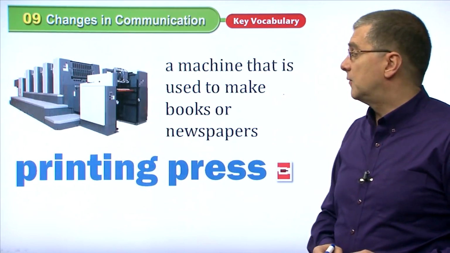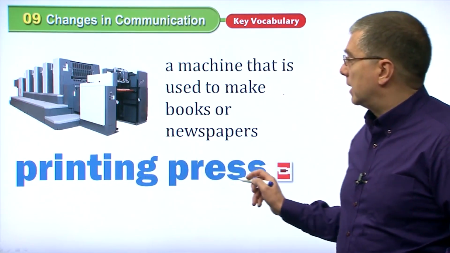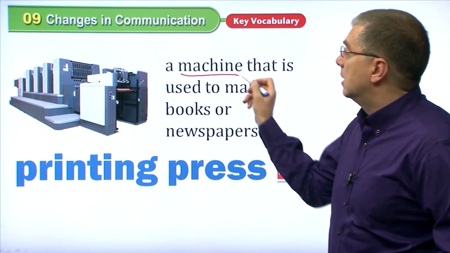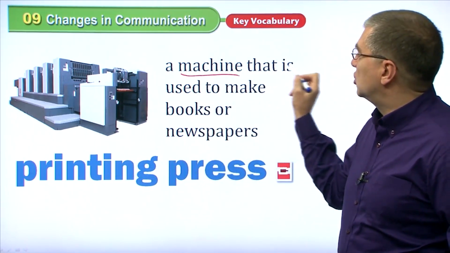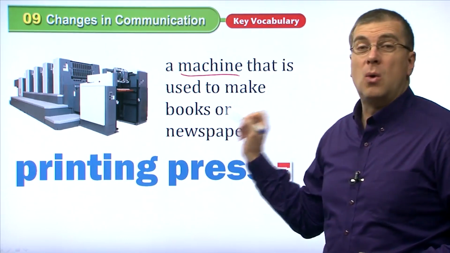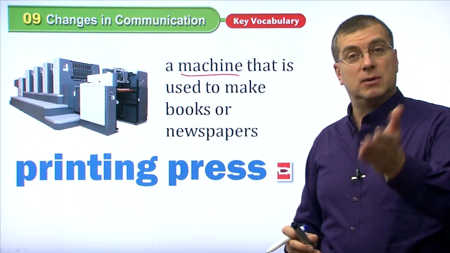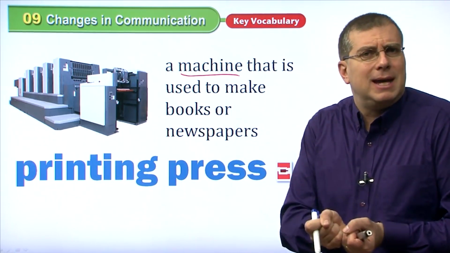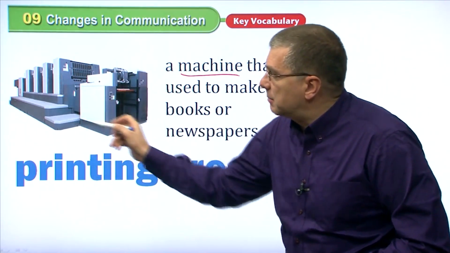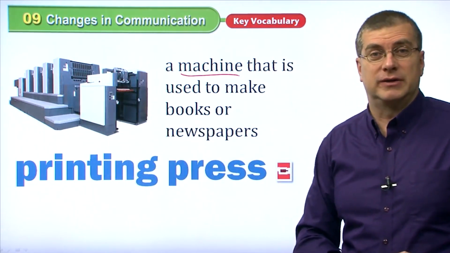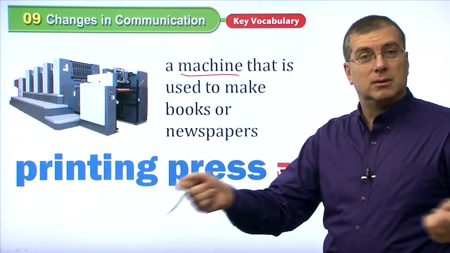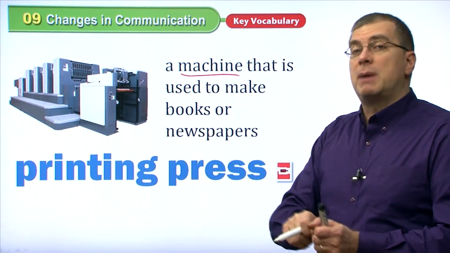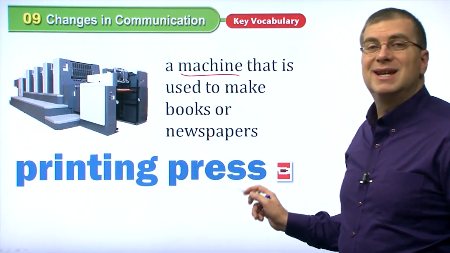For example, a printing press. A printing press is an example of a machine, right? A printing press is a machine that is used to make books or newspapers. So if you have your books, right? You have a book in front of you right now, right? How was that book made? It was made on a really big machine called a printing press. Also, if you get a newspaper delivered to your house, that newspaper is printed on a printing press.